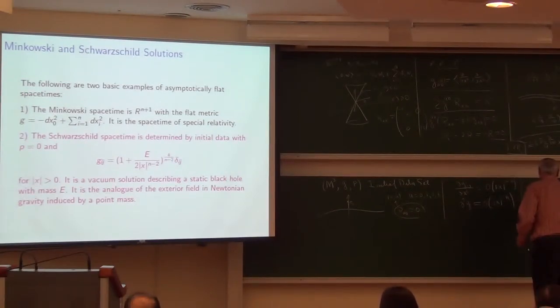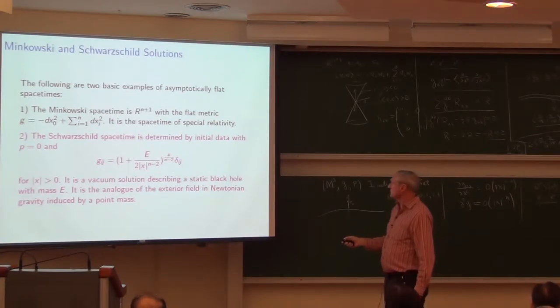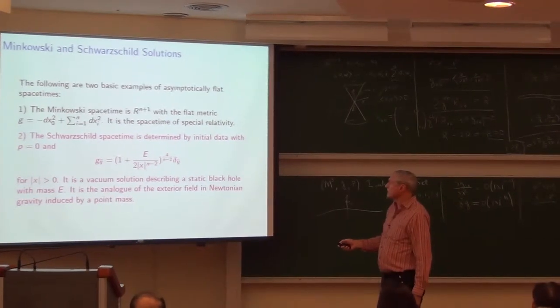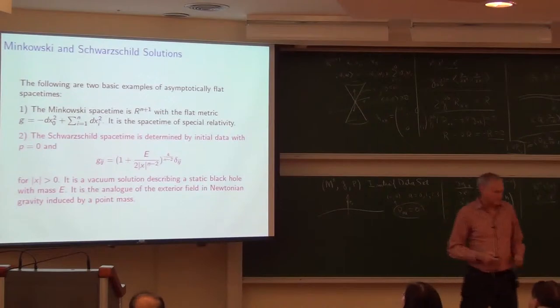And just think of standard coordinates x1 up to xn, and then the metric is just a function times the Euclidean metric. And the function is this particular function. There's a parameter E in there called the mass or the energy, and it's 1 plus E over 2 mod x to the power, and then I've raised it to that power 4 over n minus 2.